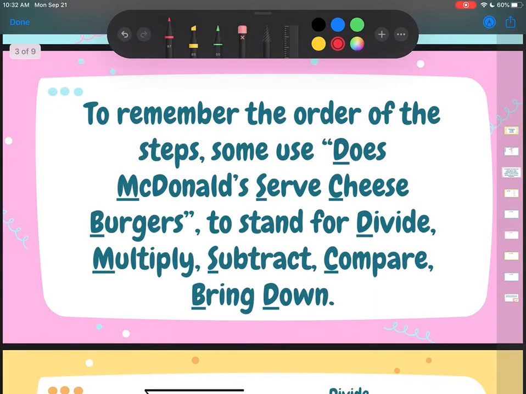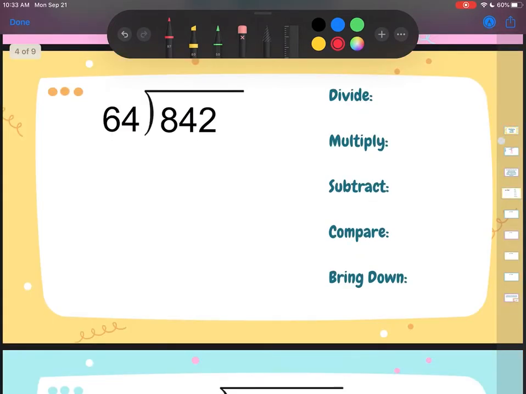So let's double check our steps. You can remember, does McDonald's serve cheeseburgers, to remember the steps. So our steps were, in order, you divide, then we multiply, then we subtract, I compare to see if I can go in another time or not, and then I bring down my next number. So let's look at those steps in order. All right, so my first step was dividing.